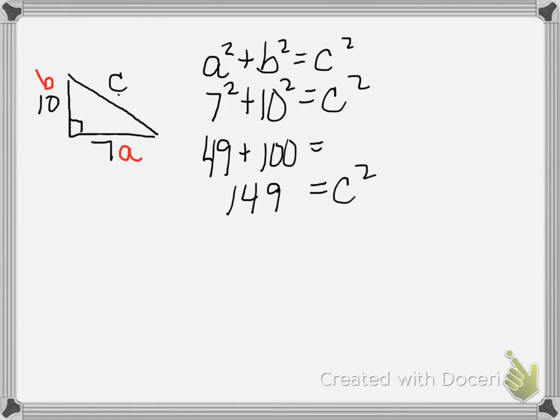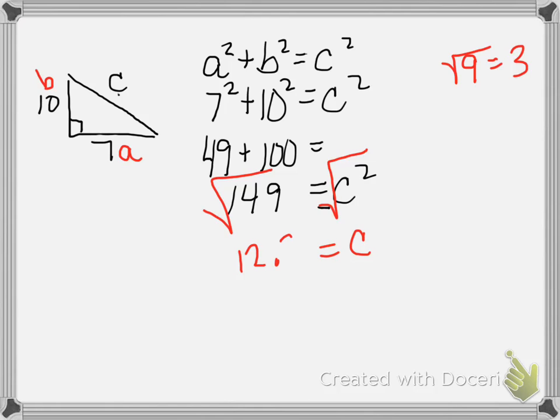If you want to know what times what makes 149, you can use the square root button on your calculator. Some calculators you'll have to push the square root button first, and some you have to push after. You're just going to have to play with it, with something like the square root of 9 is 3, and try and see how your calculator works. But then you could take the square root of 149. I don't have a perfect answer, so I'm going to round to the nearest tenth. So 12.2. It's about 12.2.